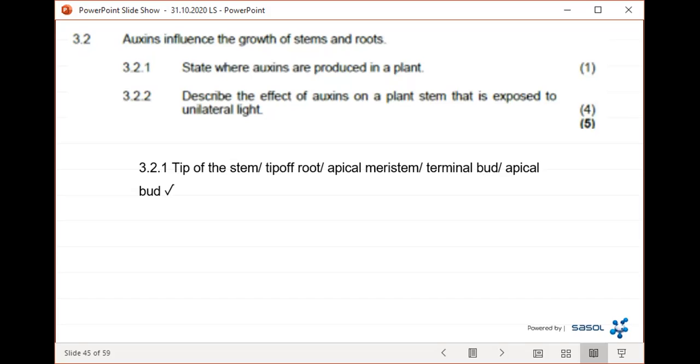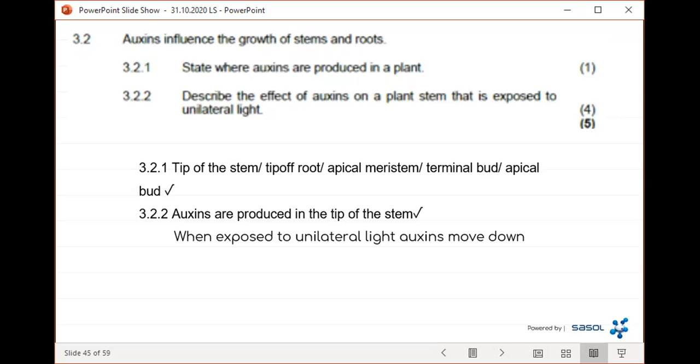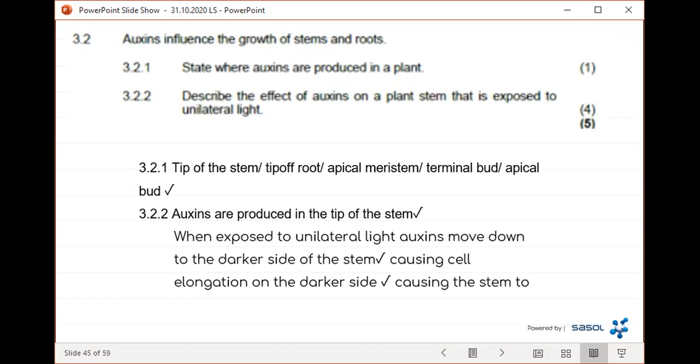Then when we move on to question 3.2.2, describe the effect of auxins on a plant stem that is exposed to unilateral light. Okay, so firstly, auxins are produced in the tip of the stem. You mentioned that, you get your 1 mark. Then when exposed to unilateral light, the auxins move down to the darker side of the stem, causing the cells to elongate on the darker side, then the stem would bend towards the light. Right, so if you mentioned where the auxins are produced, and if you also mentioned the direction of the auxins once exposed to the unilateral light, you would get your second mark. And if you also mentioned where the cell elongation takes place, you would get your third mark. And if you also mentioned the physiological reaction of the plant, you would get your fourth mark. Okay, so we know that the plant would bend towards the light.